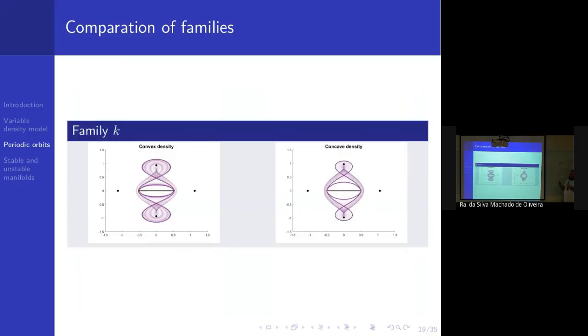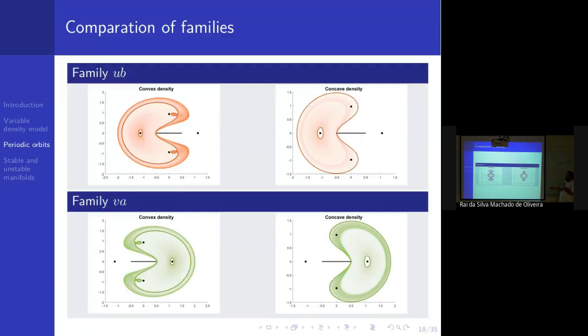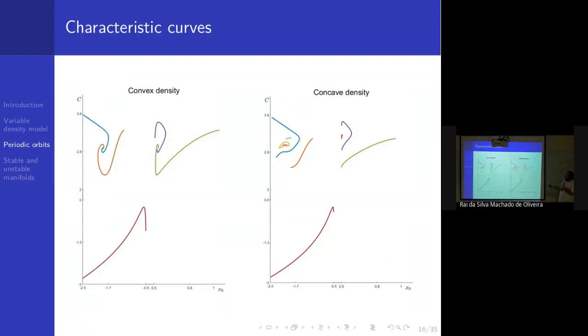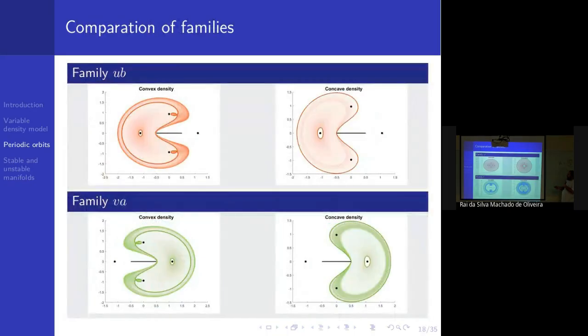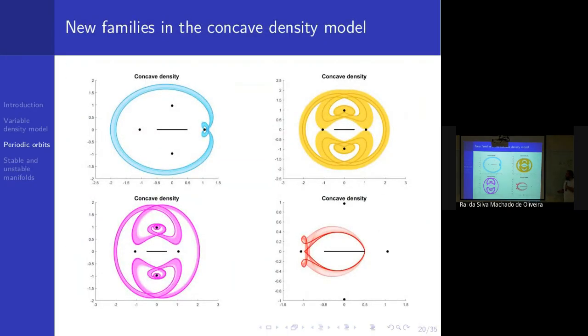And lastly, the last of the common families between both models is the family K, which starts very close to the asteroid and ends up doing this spiral behavior around the equilibrium point, which doesn't happen in the concave density. So these are all the families that appear in the convex density. We have 5 families, red, blue, orange, green, and purple, and they also appear in the concave density model. But here we have some new families that don't appear in the convex density, and those are this family.